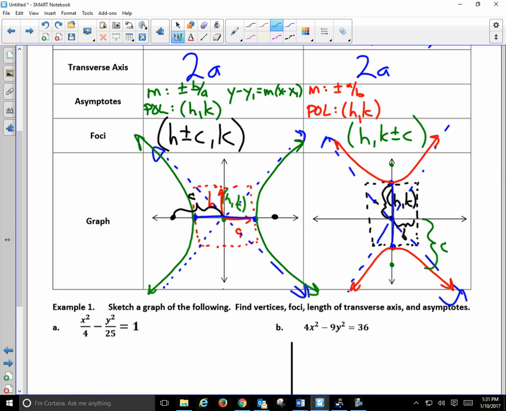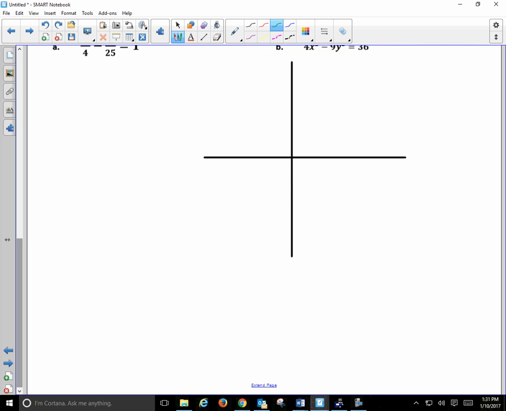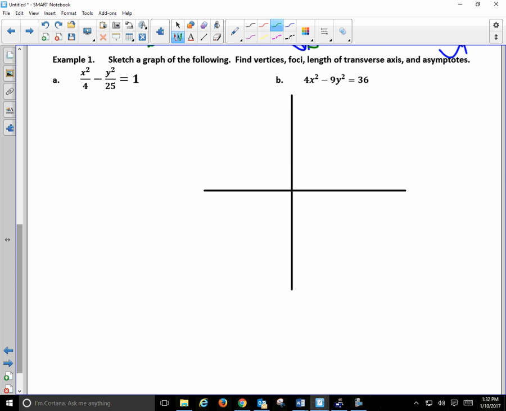We are going to do two examples in class instead of four. On previous years, six. I want to try to make things simpler for you. The first one is going to be centered at 0, 0. The second one is going to be centered at a shifted location. So let's look at example A. We will not do B. I want to identify the center, the vertices, the length of the transverse axis, the foci, and the asymptotes.